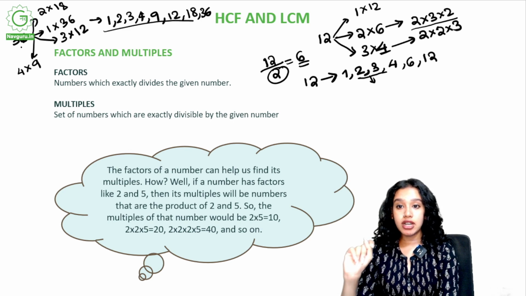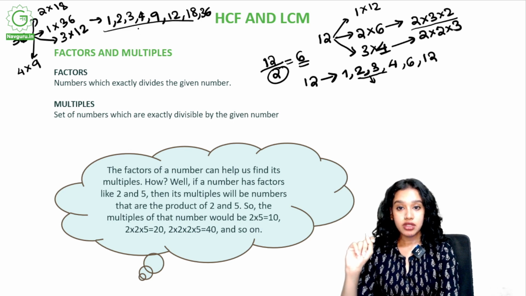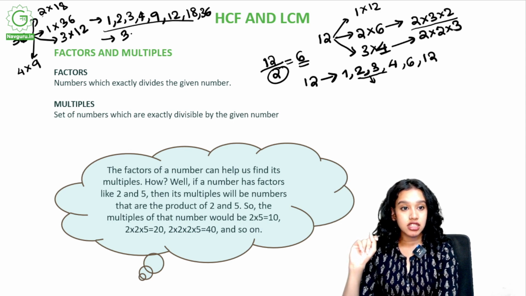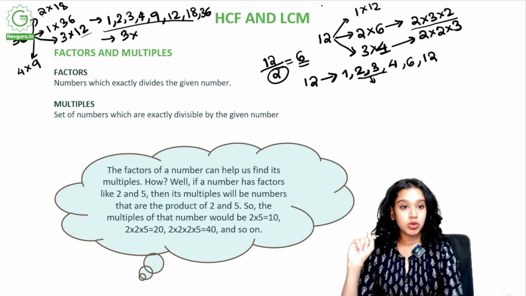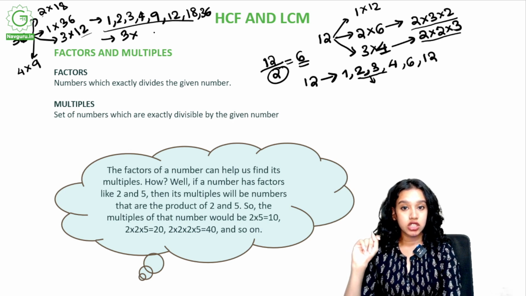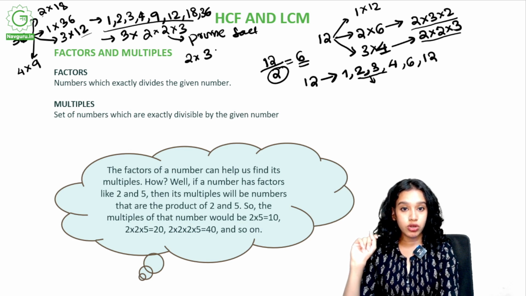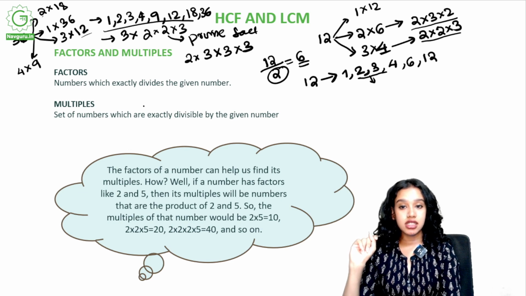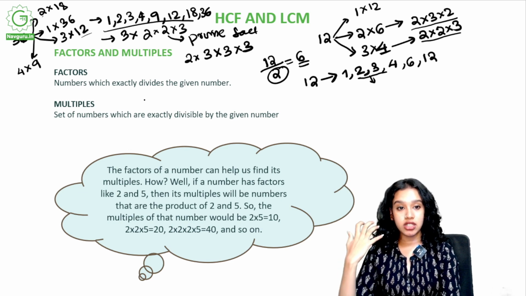Now what are the prime factors of 36? Let's see. We could write 36 as 3 into 12. So 12 can be written as 3 into, what is 12? Let's take this, 2 into 2 into 3. These are the prime factors. Let's multiply this. We get 2 into 2 is 4, 4 into 3 is 12, and 12 into 3 is 36. So these are called the prime factors of a number.